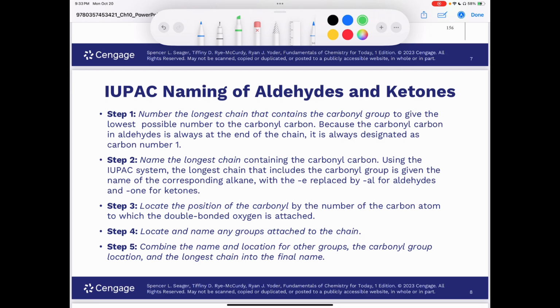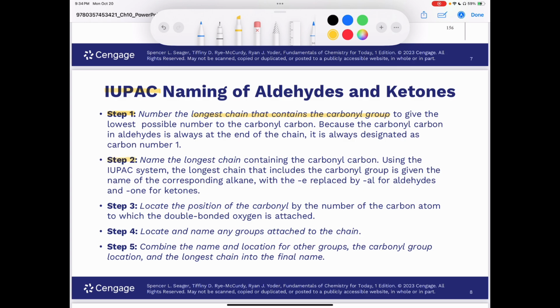Now, what are the rules used by the International Union of Pure and Applied Chemistry for naming aldehydes and ketones? Well, the first thing we want to do is find the longest carbon chain that contains the carbonyl group. Or in other words, the longest chain that contains our functional group. And then we number that longest chain in such a way that we give the lowest possible number to the carbonyl carbon. Now, in an aldehyde, the carbonyl carbon is always at the end of the chain, and so it's always designated as carbon number one.